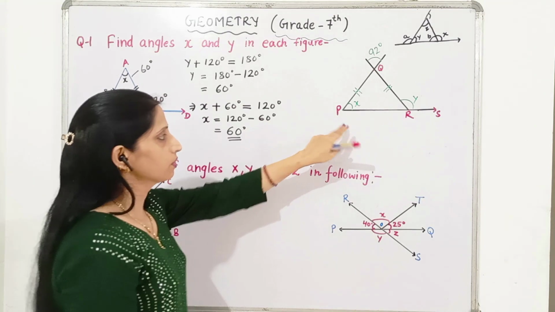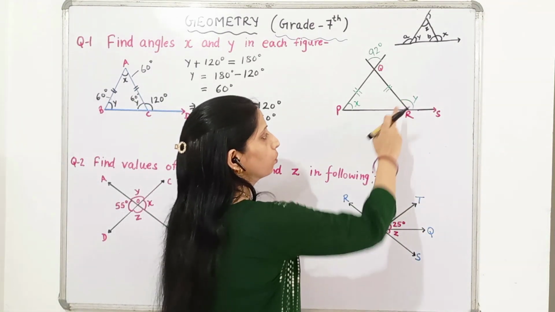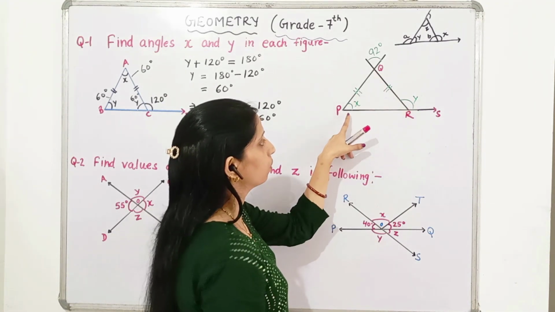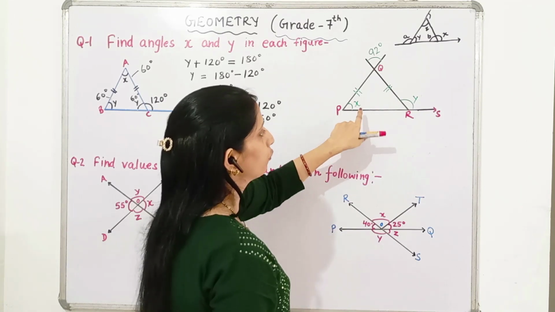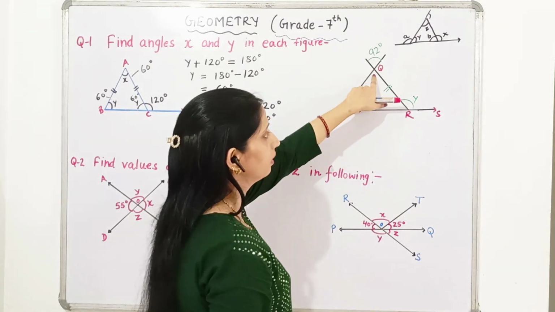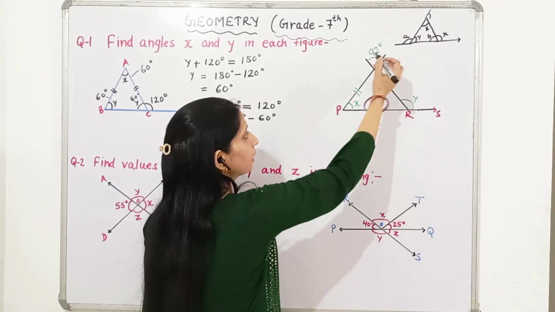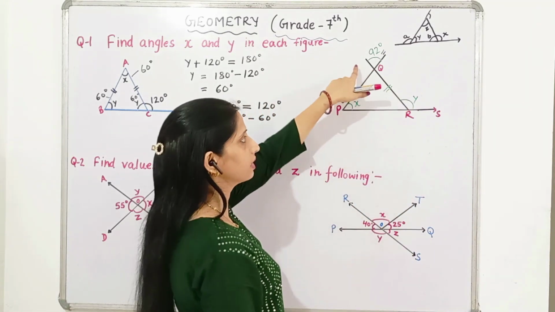Okay. Now similarly we will do the second question. In this question we don't know the measure of the exterior angle, and plus we don't know the interior angles also. Now first we have to find out any one angle, then only we can find out y. For this, we know this angle, this is 92 degrees. One angle is given.